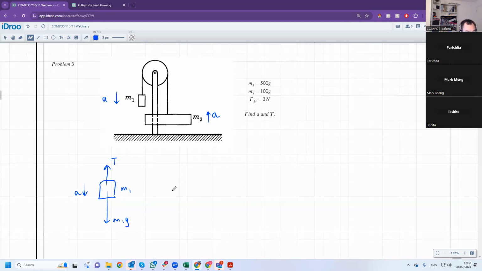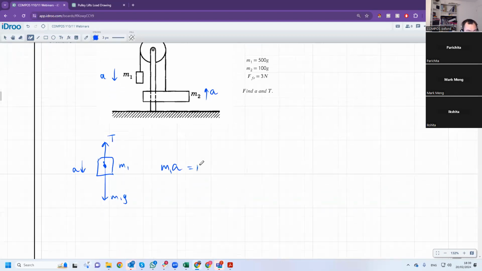So Newton's second law tells us that mass times acceleration, m1a, is the resultant force. And the resultant force is the forces that help you move forward minus the forces that prevent you from moving forward. So it's m1g minus T. That's Newton's second law. This is incredibly important. If you're not confident with this, please talk to your tutor. Go through a lot of examples until you get it, because once you get it, it's an open road.